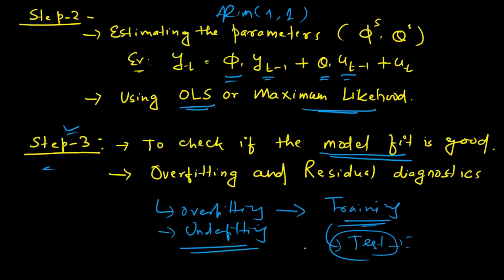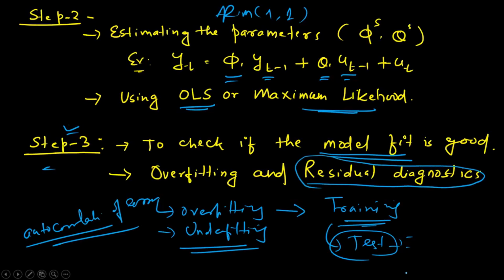The other one is underfitting. That means you are not properly specifying the model, or you are not able to capture the pattern in the data, and that will result in a problem known as autocorrelation of the error terms. Hence, as part of the diagnostic check, you should also do a residual diagnostic check. Once you have estimated your parameters, there are two things to be seen. One is whether the model is overfitting, and the second is whether the residuals show some sort of correlation among themselves.